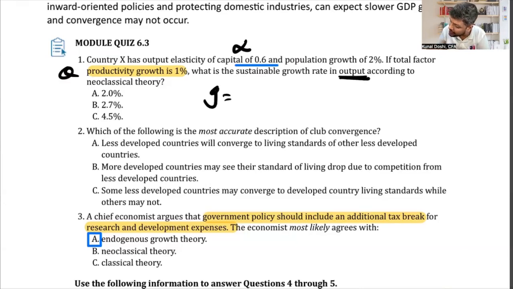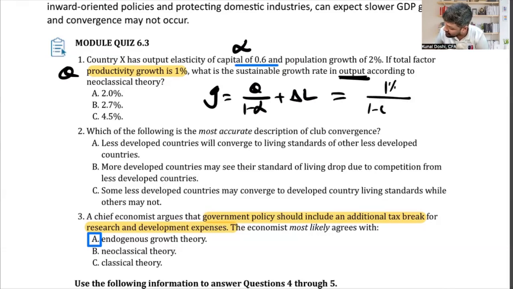So growth in total output is theta over 1 minus alpha plus the change in labor, or the increase in labor. My answer will be total factor productivity of 1% divided by 1 minus alpha, that is 1 minus 0.6, plus the population growth rate, or the change in labor, which is 2%. I'll add 2%. Remember, if they said per capita, then I will not include that 2%. So we'll do 1% divided by 0.4 plus 0.02. I'll get 4.5. Easy, everyone, right?